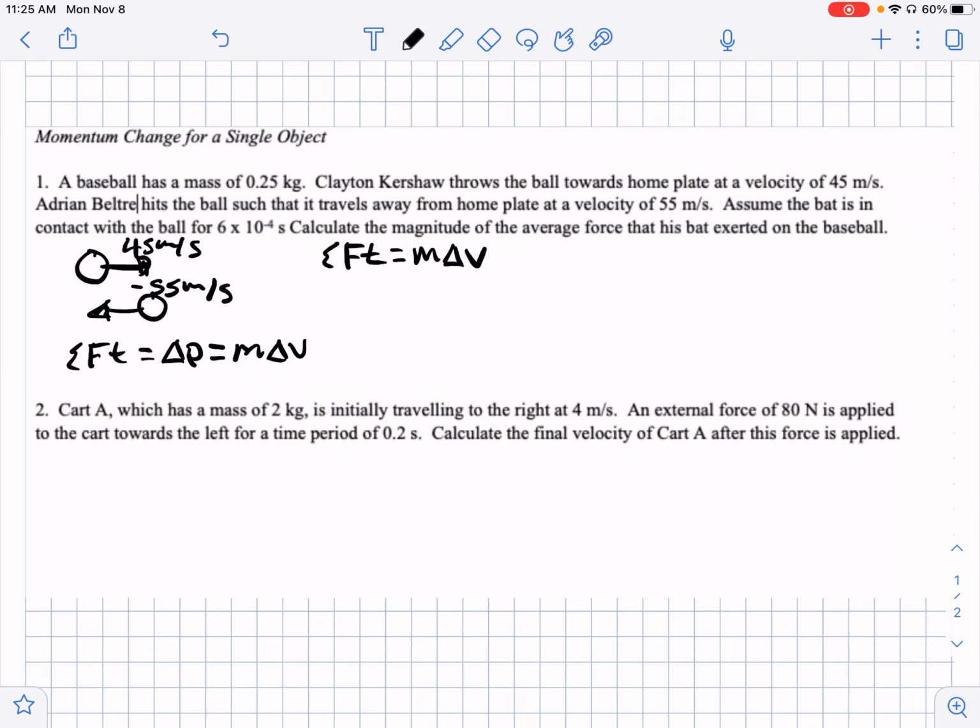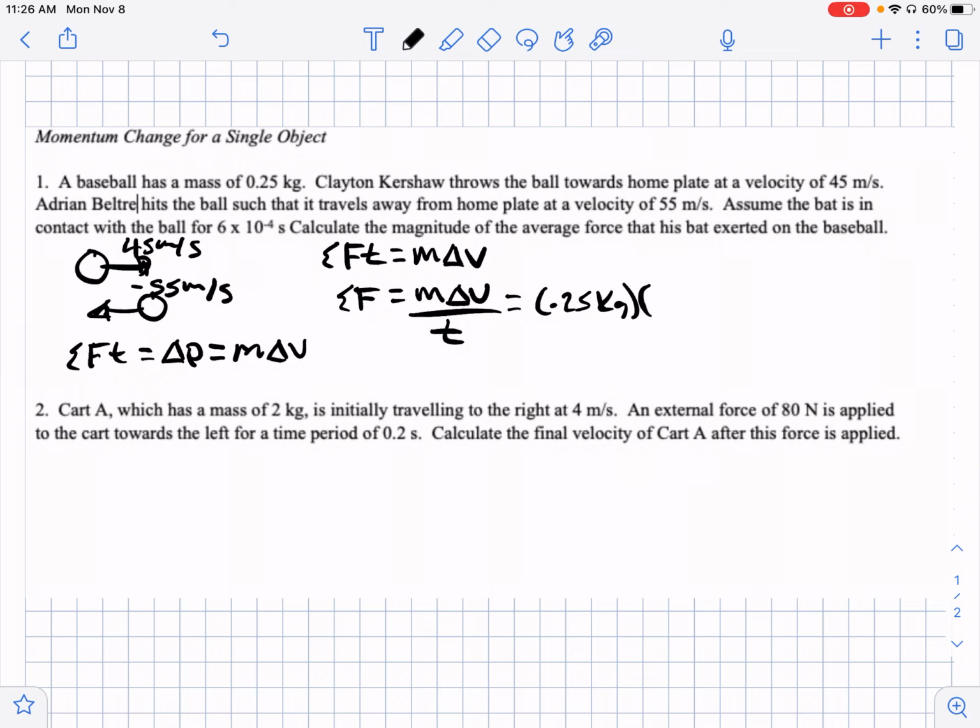I have my change in velocities, and I have my mass and my time. I'm solving for the net force, so I'm going to divide both sides by time. So that average net force is going to equal the m delta v divided by the time. And from here, we can just plug in our numbers. And so the mass of the ball is 0.25 kilograms.